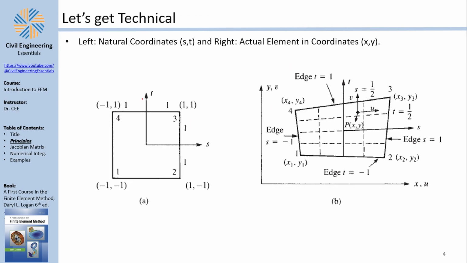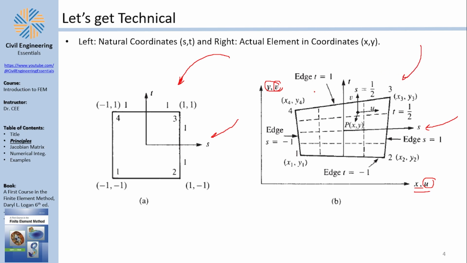The real thing is actually called natural coordinate system versus real coordinate system. So the real coordinate system is in x and y, and of course the displacement in x is called u, and the displacement in y is called v. You can see that this is the perfect shape or the natural coordinate system, and this is the real shape in the coordinate system of x and y.